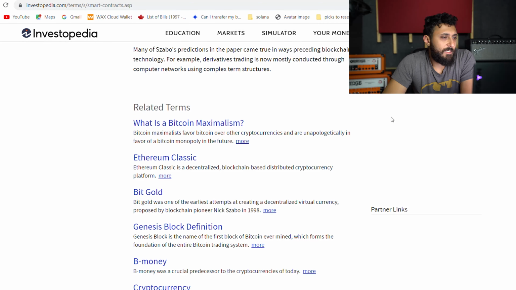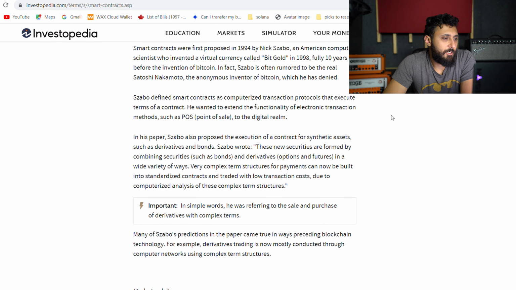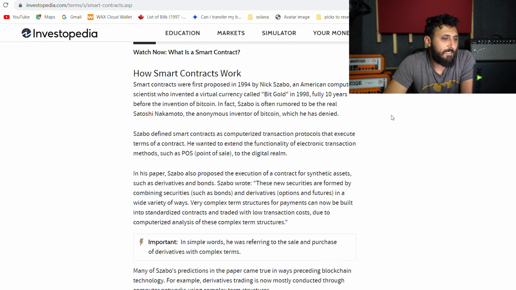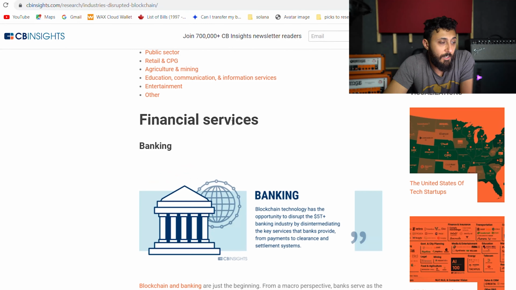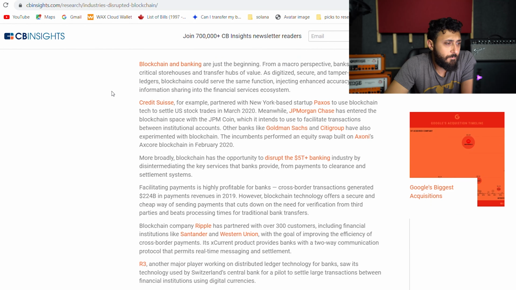Now, another thing that's interesting about smart contracts is that beyond just a self-executing contract, they could also be used for a lot of other things. And they were talking about the 58 industries that are going to be disrupted by it. And one of those will be financial services, which is banking.